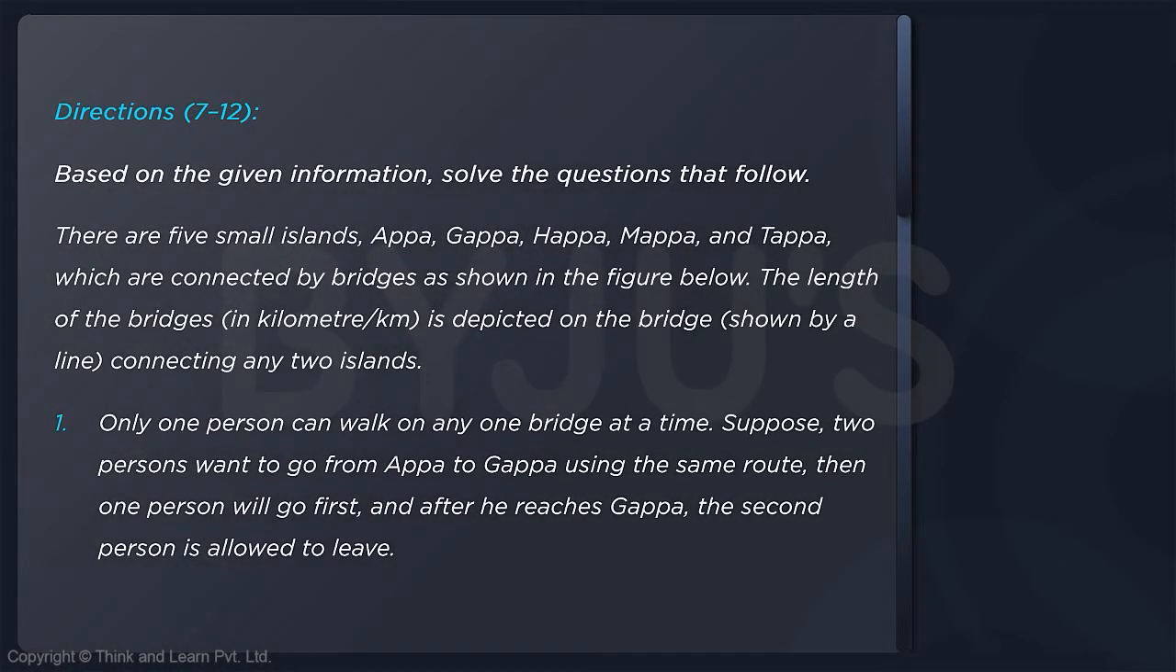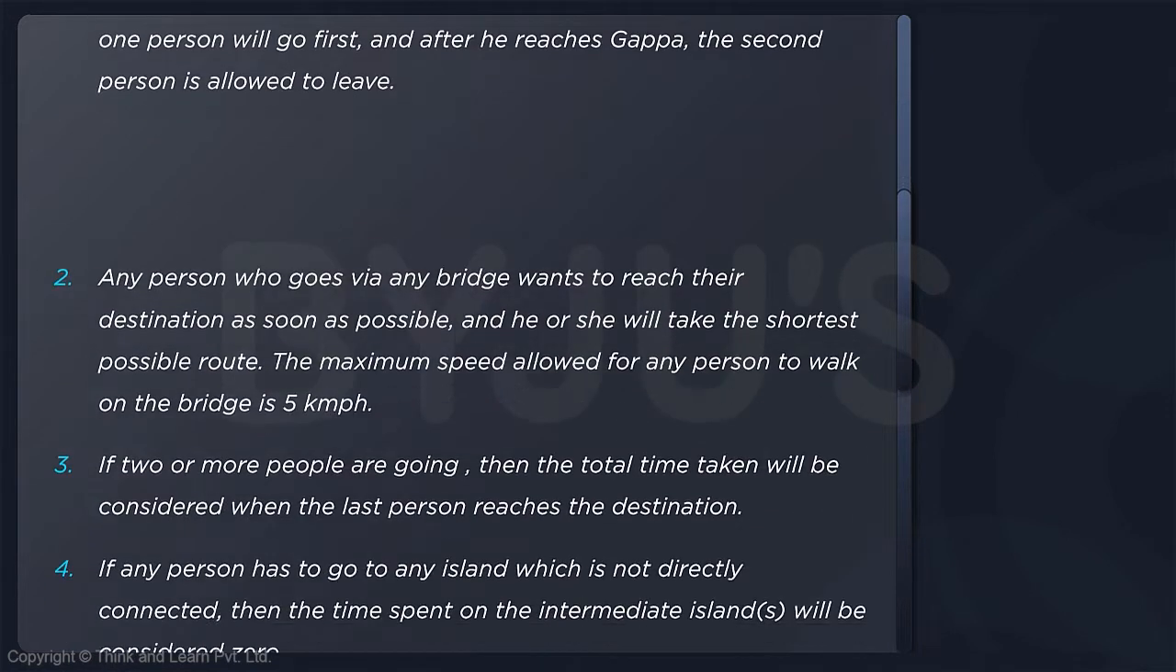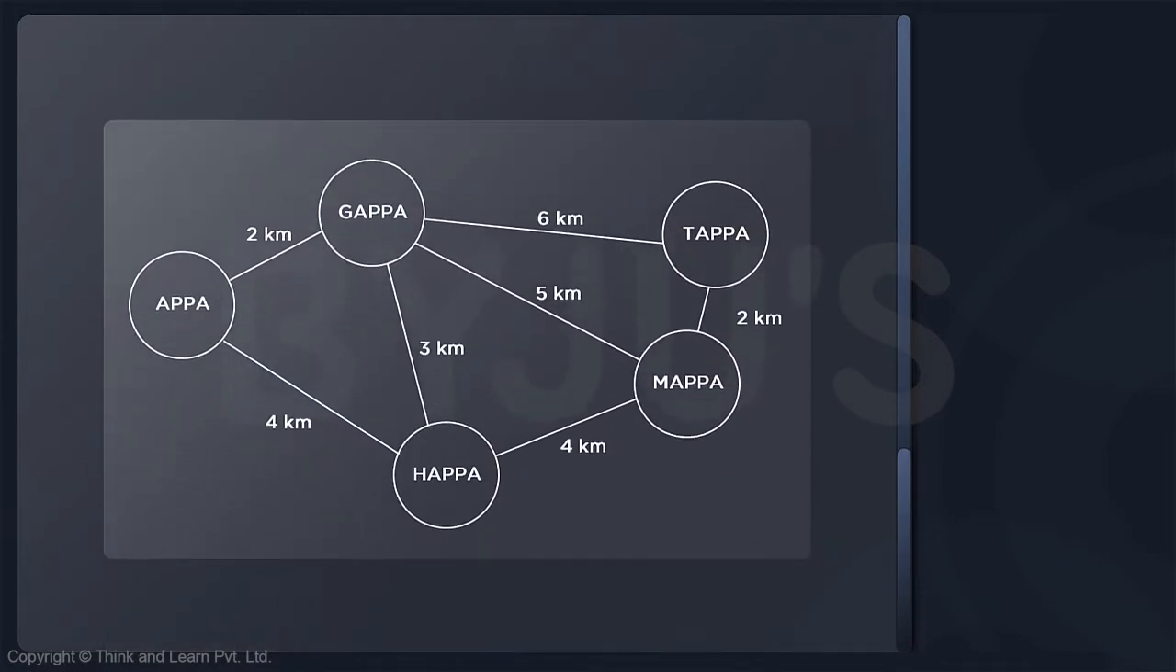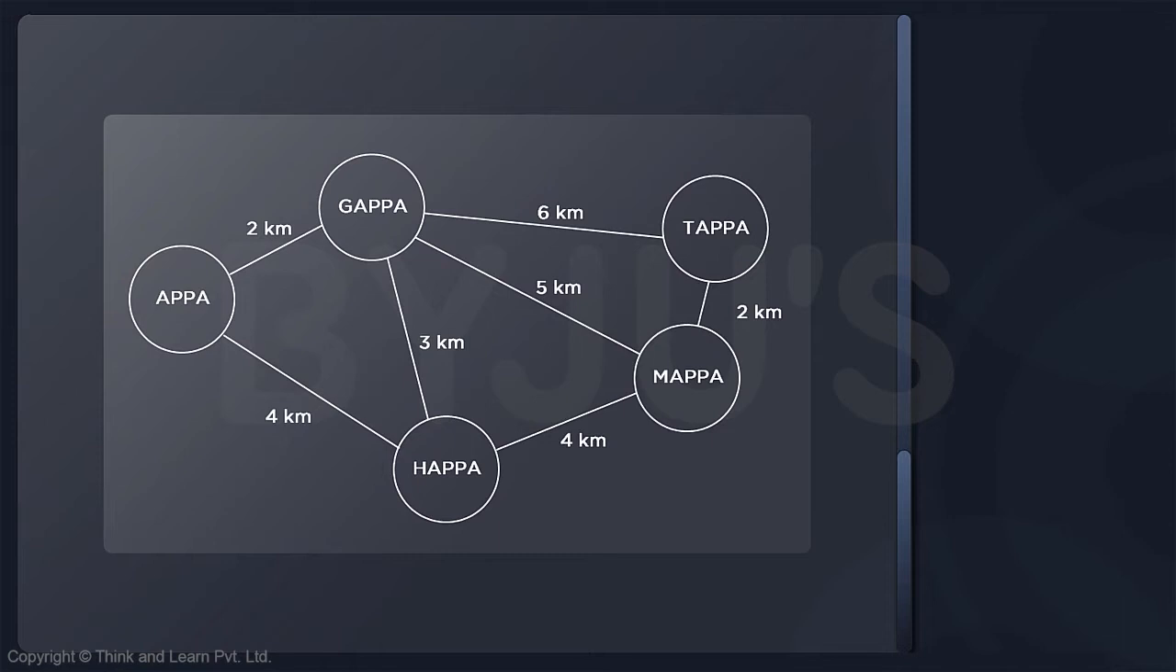Right, so in the second set we have 5 small islands A, G, H, M, T which are connected by bridges. There is a figure shown and there is some condition given. So if you have gone through the condition very clearly, okay, let's take a look at it. So these are the roads which are there. So A, G, T, M, H, these are the cities or places and the distances between them is given.